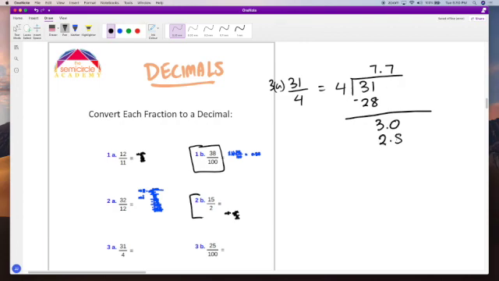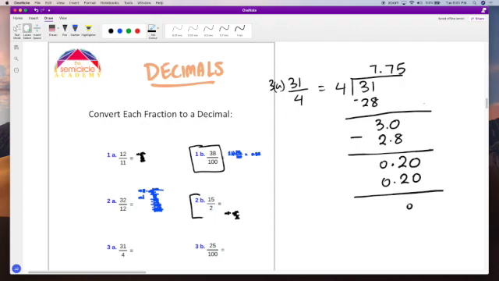So 28. We had a minus there. So we'll get 0.2. I'll have to add a 0. And 5 4s will give me 20. 0.20. And I'll get 0.